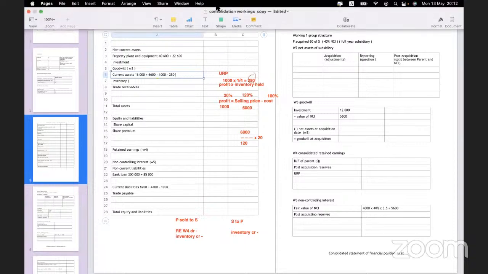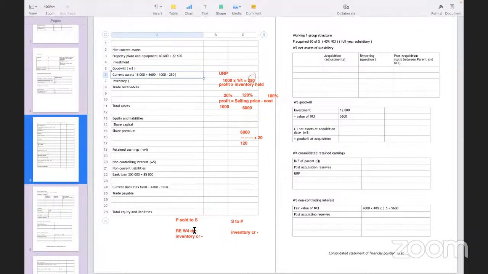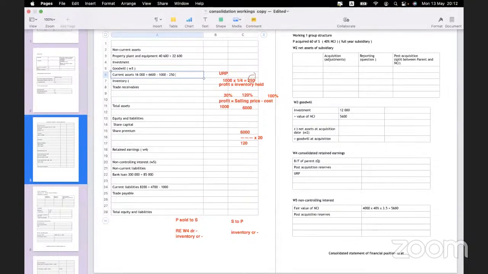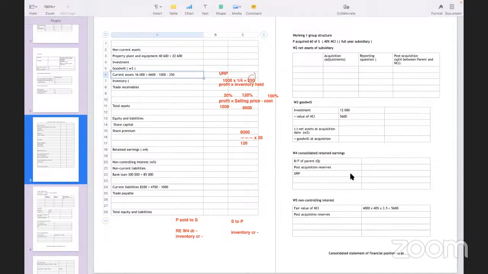Adjusting the debit. Last time, retained earnings became debit. Why? Because last time the parent sold to the subsidiary. If the parent is selling, only the parent makes the profit. So the parent keeps the profit here, and we remove that profit from retained earnings.